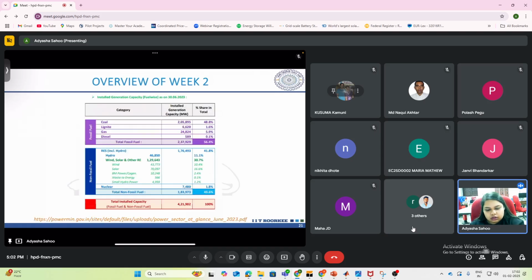Then this is the installed generation capacity for India. If we can see, the total fossil fuel contributes 56.4% of the energy mix, and renewables are 43.6%. From the renewables, majorly we have 11% of hydro, and wind and solar are contributing nearly 30%, where wind is 10% and solar is 16%. So the highest amount of solar penetration is there, you can see.